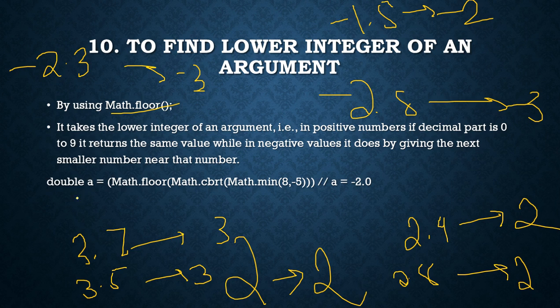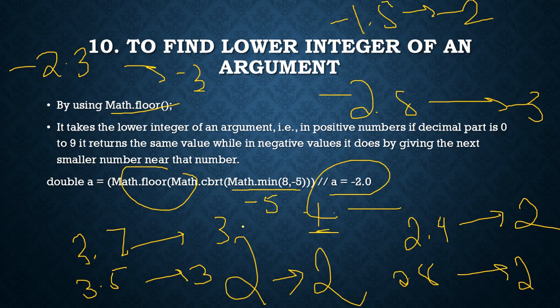For example, aa equal to math.floor of math.cbrt of math.min of 8 comma minus 5. First you have to solve this part. Of 8 comma minus 5, the minimum value is minus 5. Next you have to take the cube root of minus 5. If you take the cube root of minus 5, you will get minus 1 point something, and if you take its floor, you will get the next smaller value, minus 2 point 0, and that's the answer.